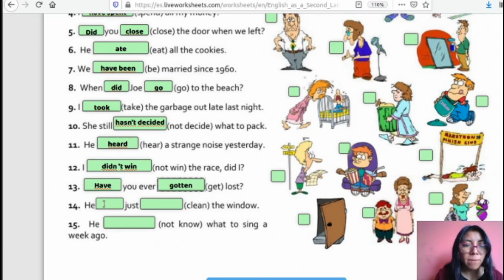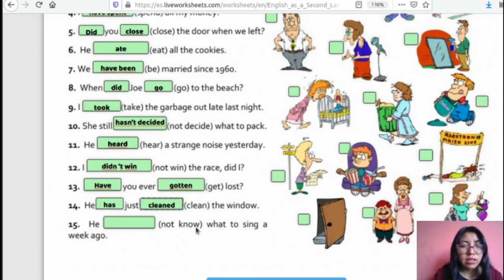Okay, he just cleaned the window. In this case you also have the time expression, so I am going to use present perfect. He has just cleaned. Yeah, in this case clean is a regular verb. For this reason I am going to add ed to the verb in order to form the past participle form. He has just cleaned the window.